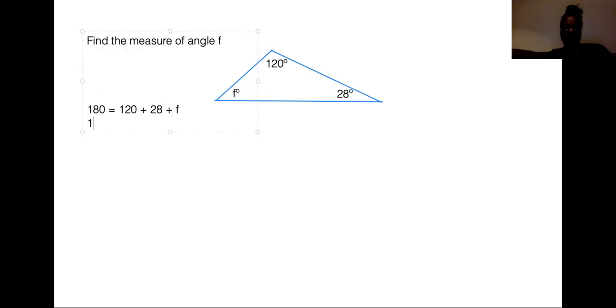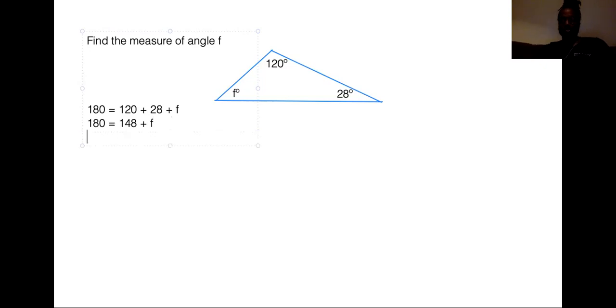Then I can combine like terms on this next line. What I'm typing out is just my next flow of work. In my next flow of work, I'm going to combine like terms, which means I'm going to combine 120 and 28. That's going to give me 148. So now I have 148 plus F equals 180.